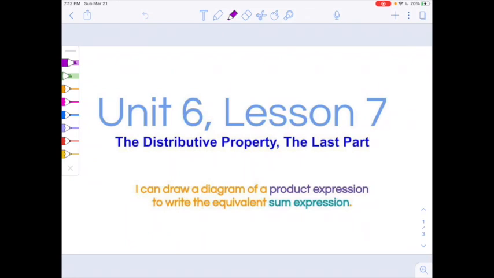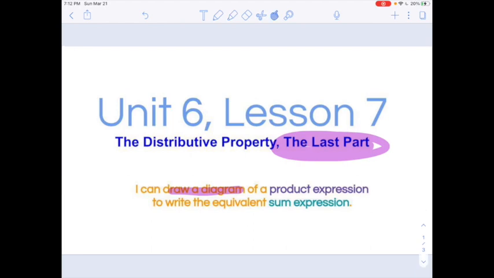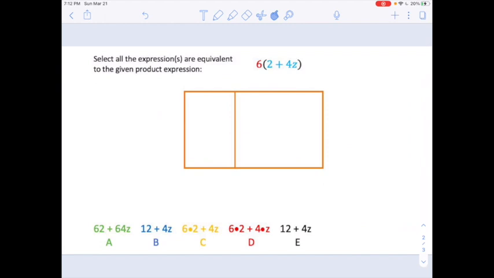All right, class, you've made it to the last lesson about the distributive property, Unit 6, Lesson 7. We're still working on the I can statement of I can draw a diagram of a product expression to write the equivalent sum expression. In class, we're going to give you a lot more time to try some problems on your own. So each slide is going to look a lot like this.